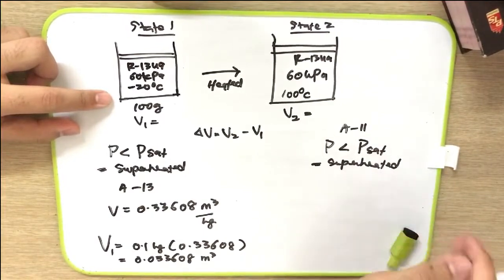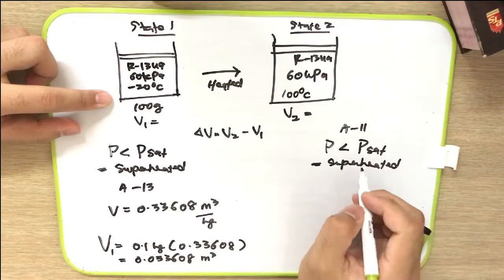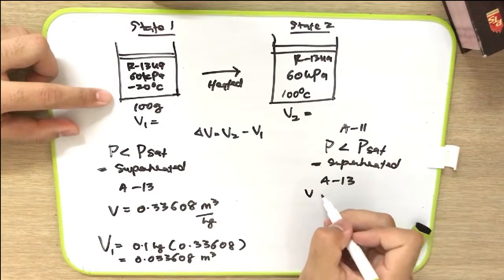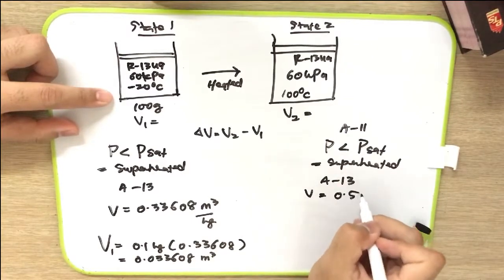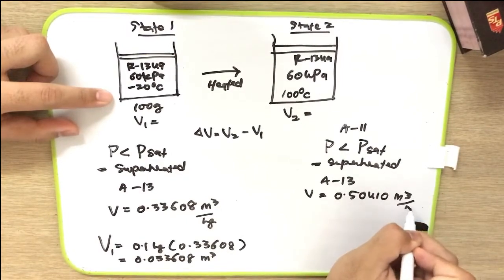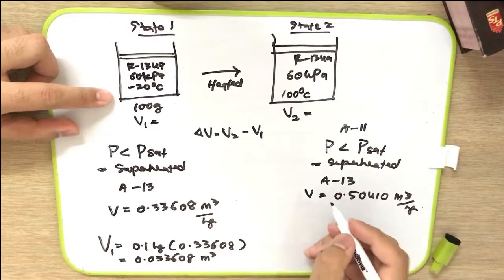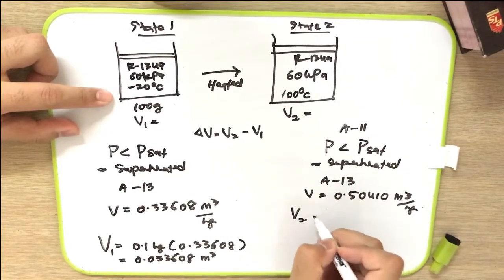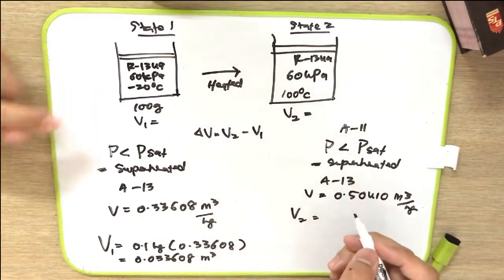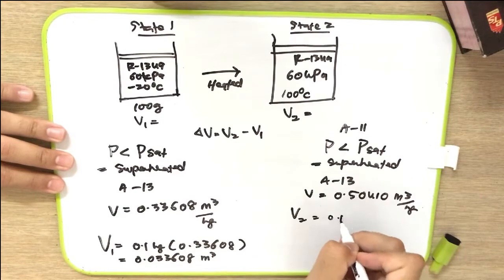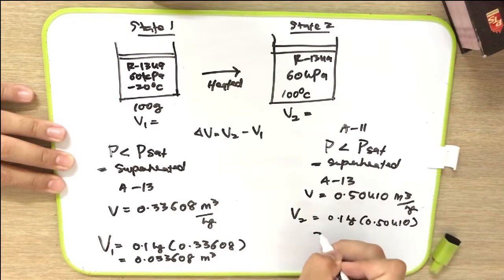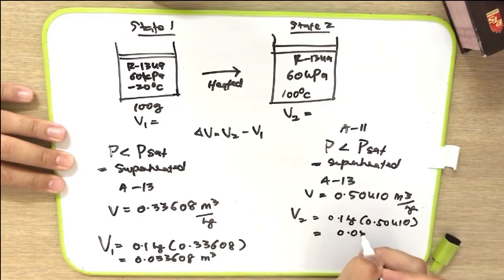Okay. So when it is superheated, we just go to table A13 and we can find the V. So the V is 0.5041 meter cube per kg. So in order to find V2, we should multiply with the mass, and mass is not changing, okay? Is equal to 0.0504.